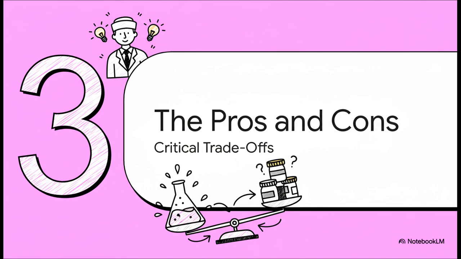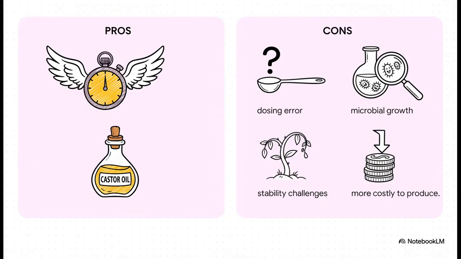All right, so this is where it gets really interesting. When do you actually choose a liquid, and what are the catches? This is where your critical thinking as a pharmacist really comes into play. You're always weighing the benefits against the challenges. The biggest pro for liquids? Speed. A drug that's already dissolved just gets to work way faster in the body. Plus, some drugs, like castor oil, can only really be given as a liquid.